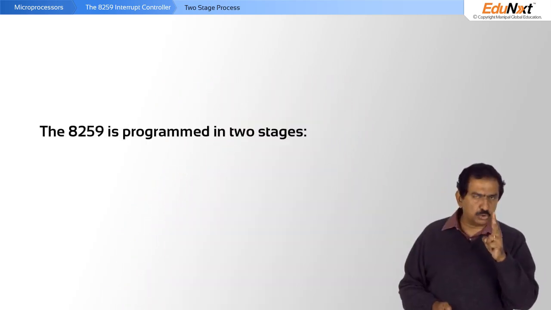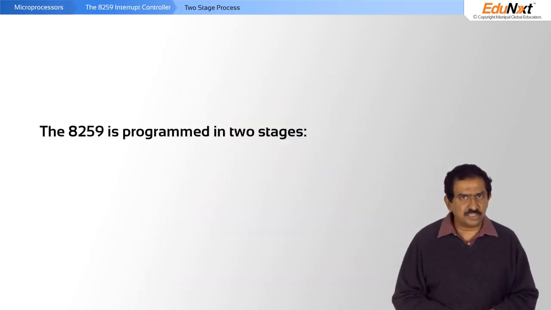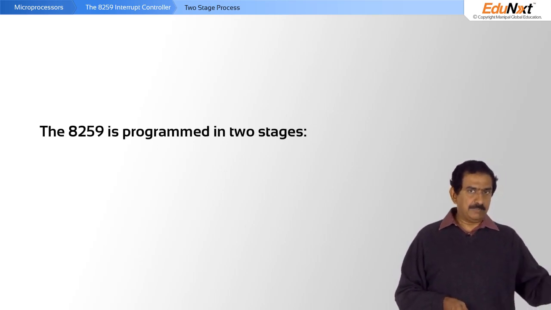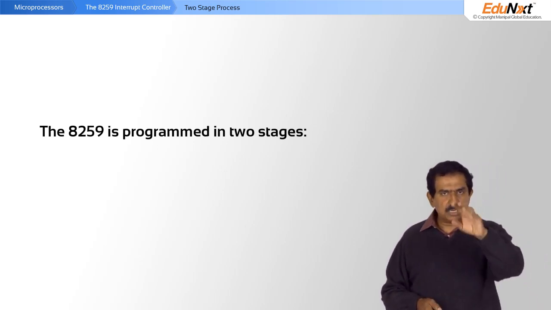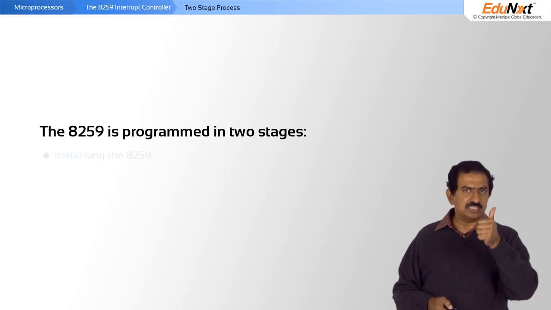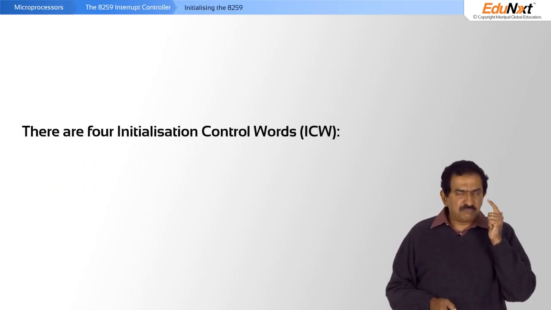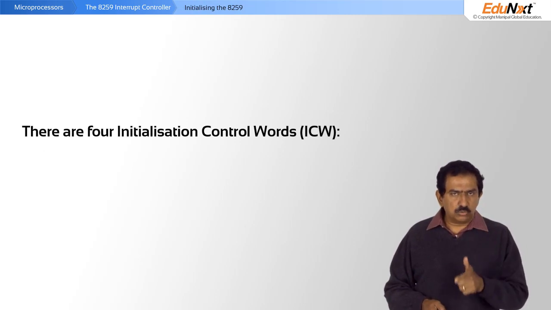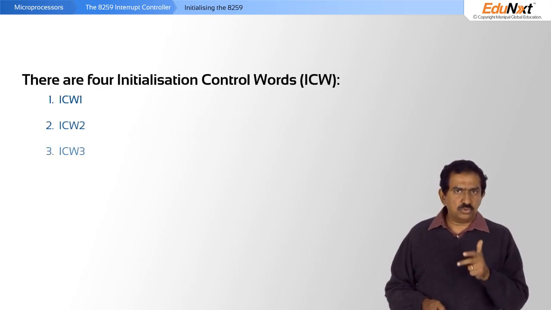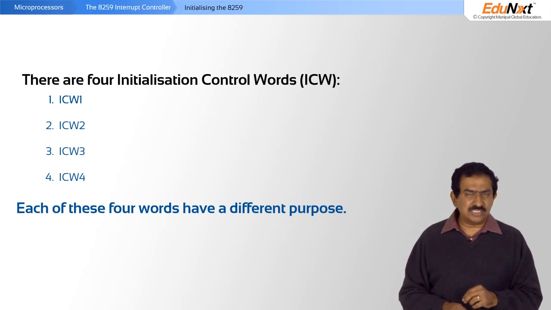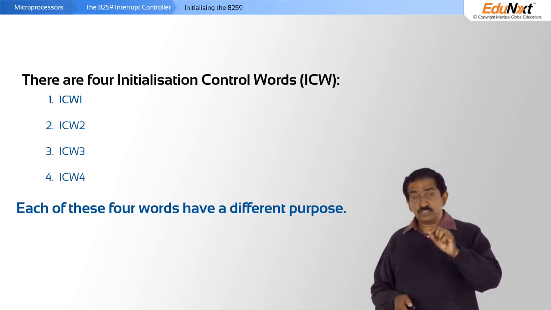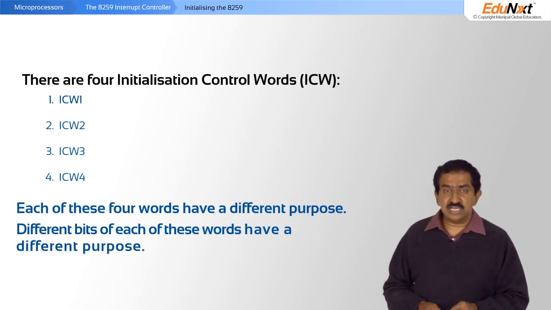There are two things that you must do before you can start using the 8259. I'm assuming the hardware part is perfect. Now you have to program the 8259. One is initializing it. The second is called programming it. There are four initialization control words, ICW 1, 2, 3 and 4. Each of those four words has a different purpose, and actually different bits of each of those words have a different purpose.